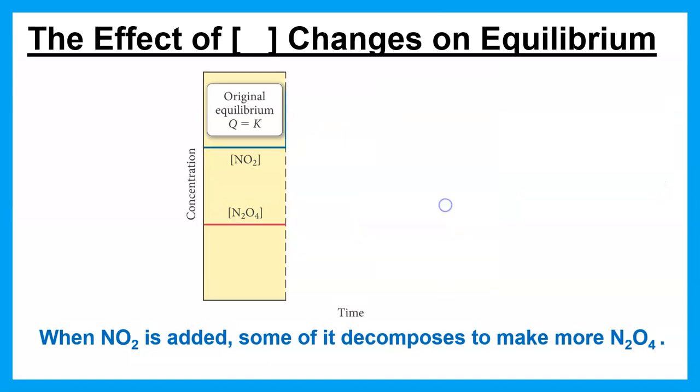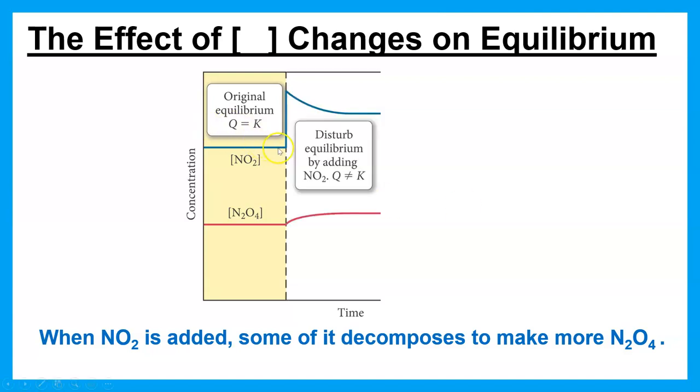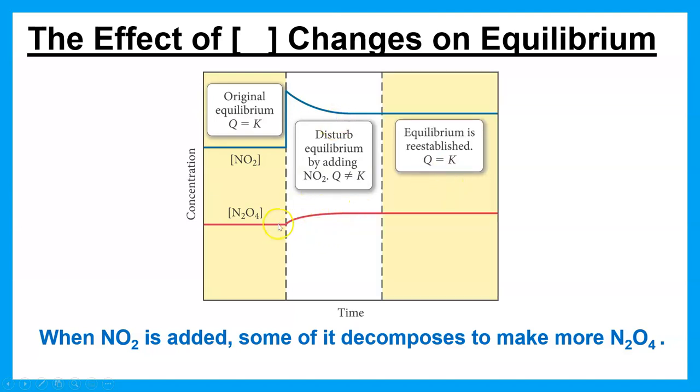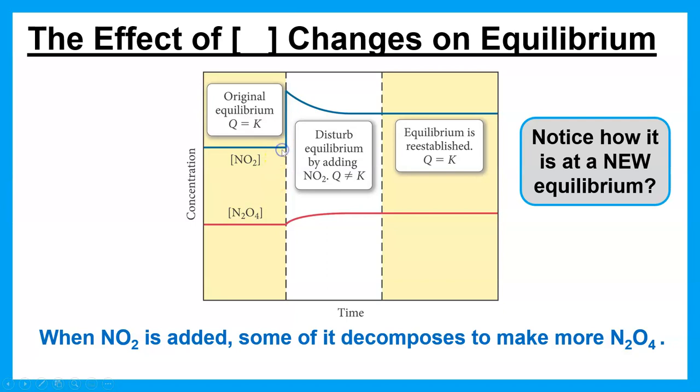We can see this if we add some more NO2. This time, look at the blue line. We dumped in a whole bunch more. Some of it gets used up, which is great. In the process of using up that NO2, we end up making more N2O4. We don't get to go back to where we started. We have a new equilibrium position, but it's at least better than it was. We finally are back to a point where the forward and backward rate are the same, not the same concentrations as before.